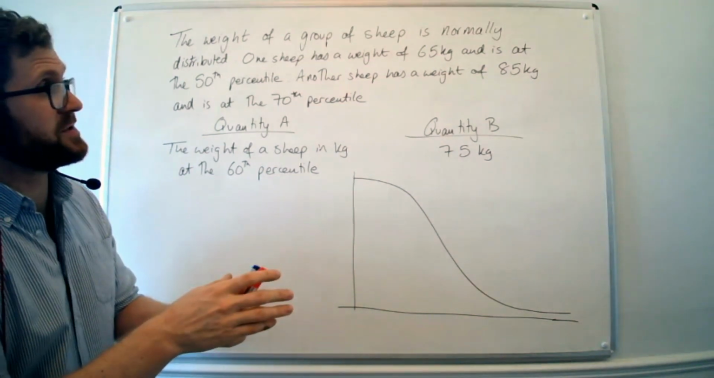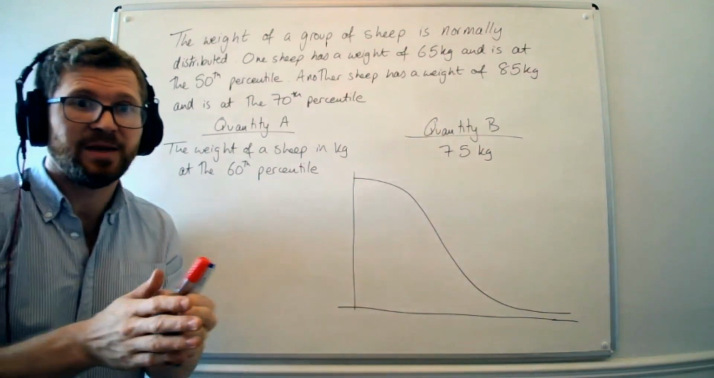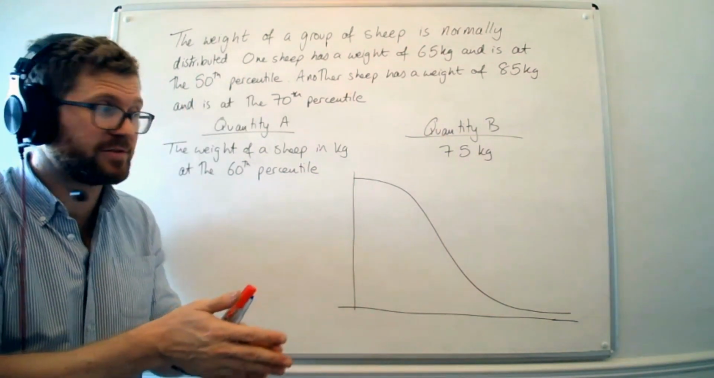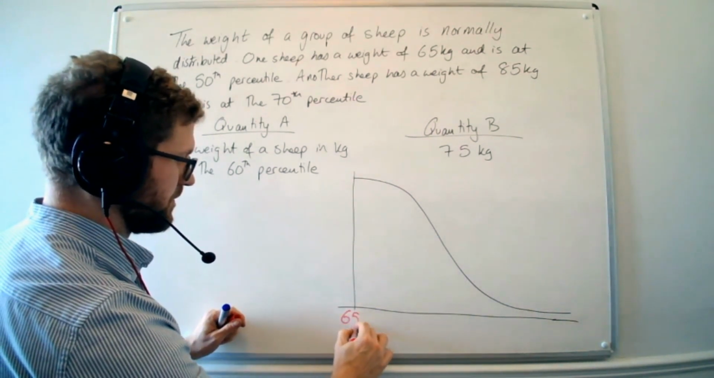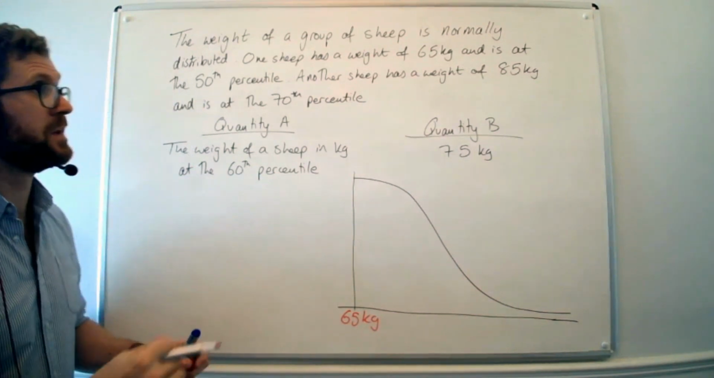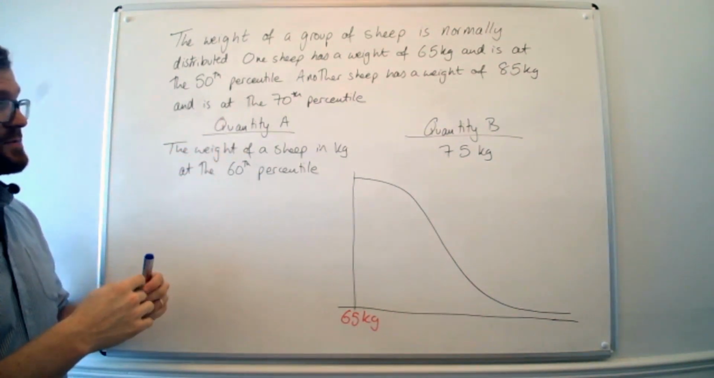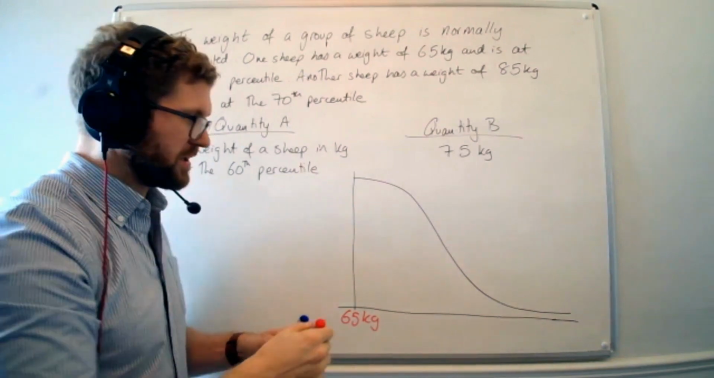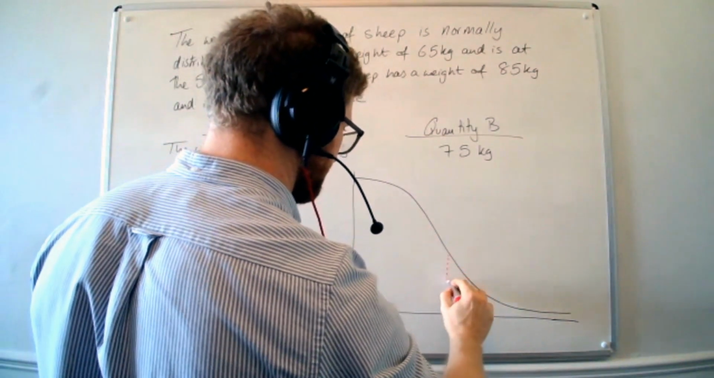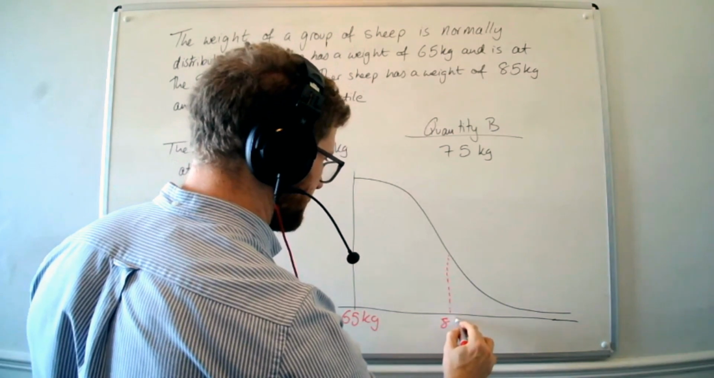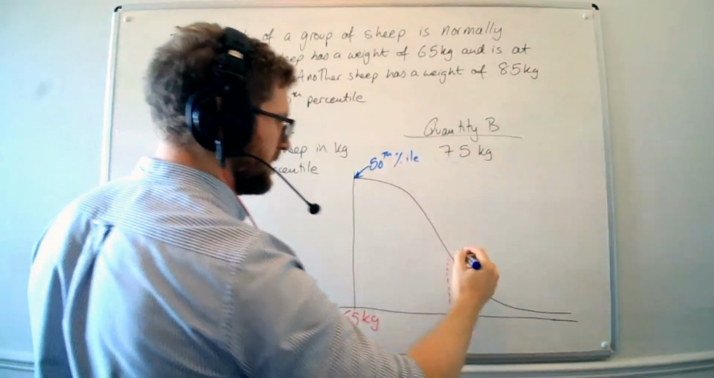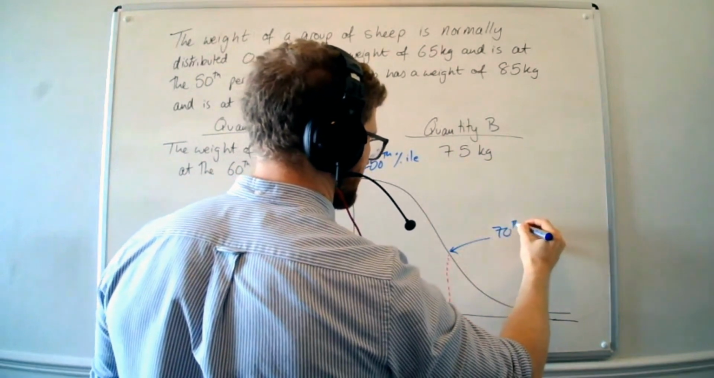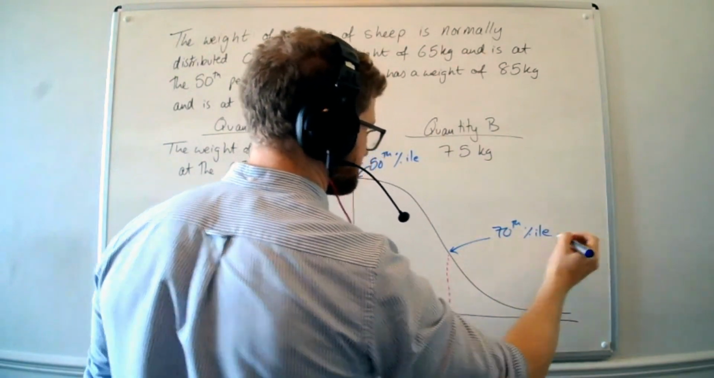One sheep has a weight of 65 kilograms and is at the 50th percentile. 50th percentile, slap bang in the middle of our data. That's this middle line here. That's going to be a 65 kilogram sheep. Another sheep has a weight of 85 kilograms and is at the 70th percentile. So I can put myself a bit of a line in here. That's going to be 85 kilograms. And I know that this middle line, that's the 50th percentile, and that line there, that's the 70th percentile.